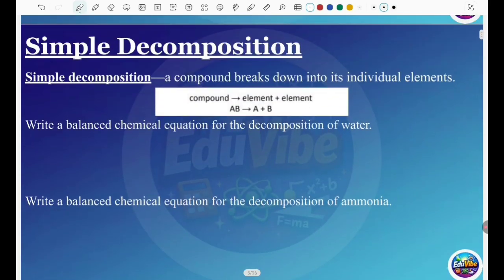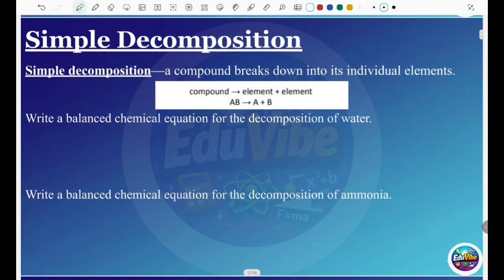Let's do the next thing, which is a simple decomposition. First we did the formation, now we do the decomposition, which is a simple thing. In this, the compound breaks down into its individual elements. We have a compound AB, so it breaks down into A plus B, the reverse of the simple formation.